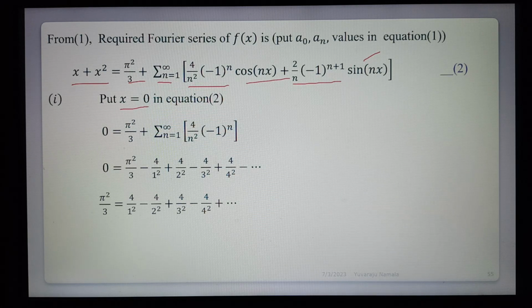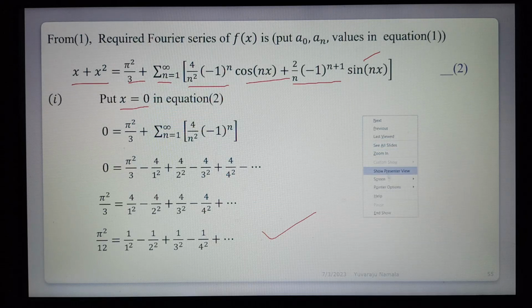Pi squared by 3 outside, so that is equal to 4 by 1 squared minus 4 by 2 squared plus and so on. 4 common, 4 inside, pi squared by 12. So that is 1 by 1 squared minus 1 by 2 squared plus 1 by 3 squared minus 1 by 4 squared plus and so on. This is the first result proved. Similarly, show the second condition.